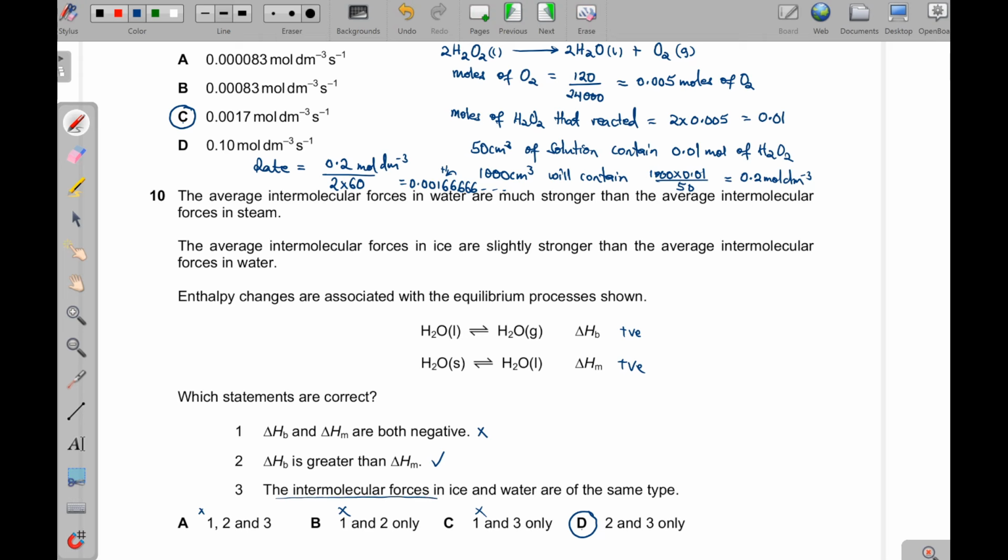Then the intermolecular forces in ice and water are of the same type. What do we mean that they are of the same type? We have the hydrogen bonding in there, and then the covalent bonds. So they are the same type. That's why 2 and 3 are correct.